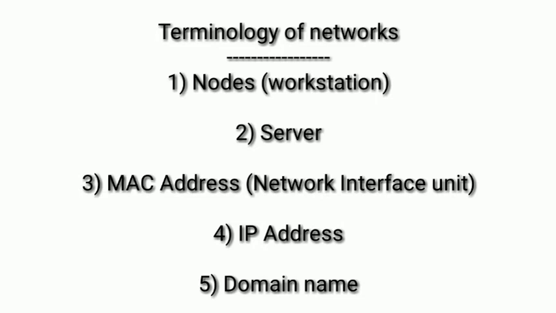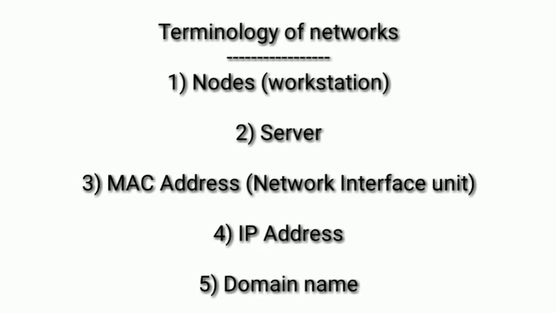Then the third one is network interface unit or MAC address. A network interface unit is an interpreter that helps in establishing communication between the server and the client. Network interface unit or MAC address helps in establishing the communication between the server and the client. You know what a server is; we already explained. Client means user.